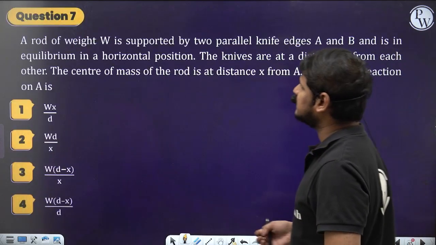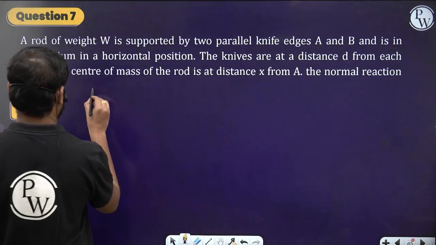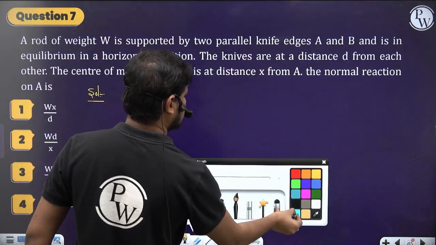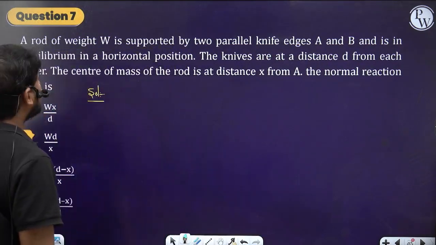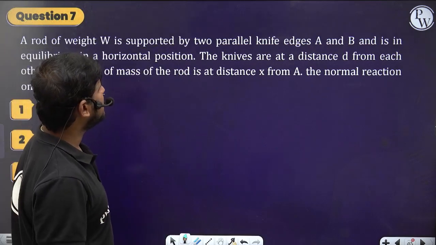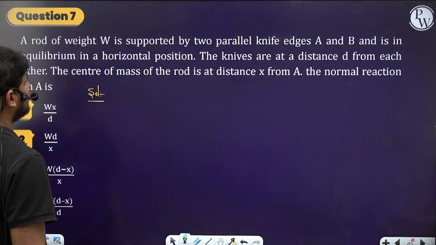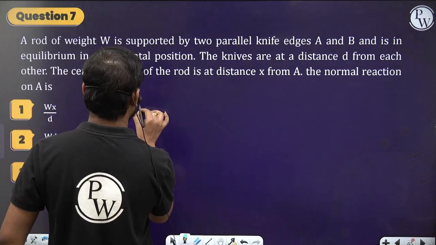So let's go for the next question, question number 7. What does the question say? A rod of weight W is supported by two parallel knife edges A and B and is in equilibrium in a horizontal position. So this is a rod.